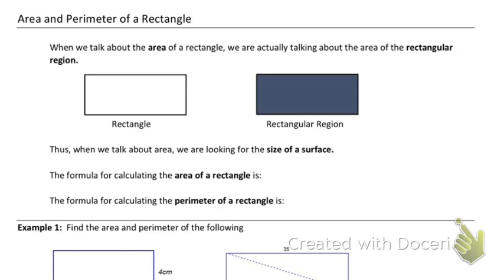Labib? It's the length times width. Yeah, that's perfect. It's length times width.